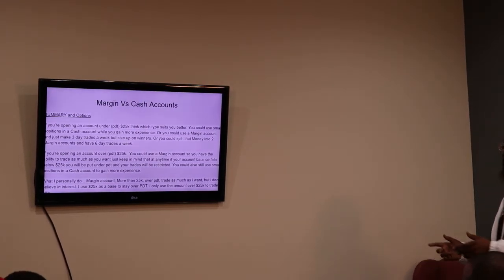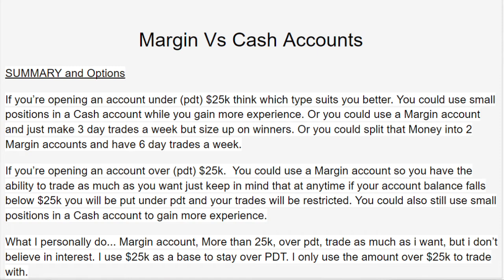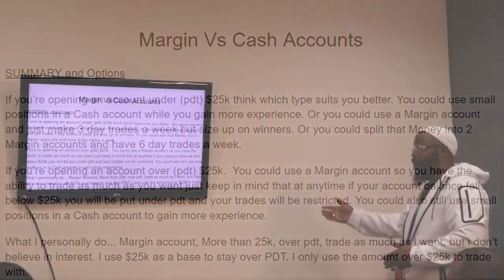Now, if you're opening an account over PDT, if you open an account over $25,000, you can use a margin account, so that you have as much ability to trade as much as you want. But keep in mind that anytime if you fall below that balance, you will be restricted. You can also still use a small position, like you would in a cash account, to gain more experience.